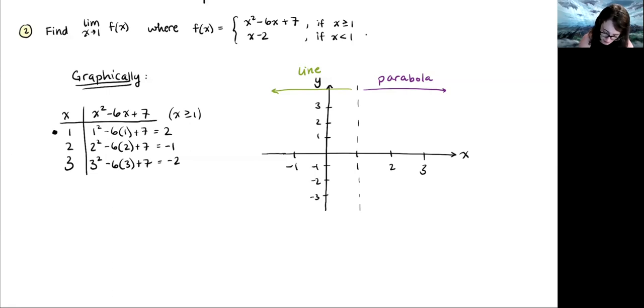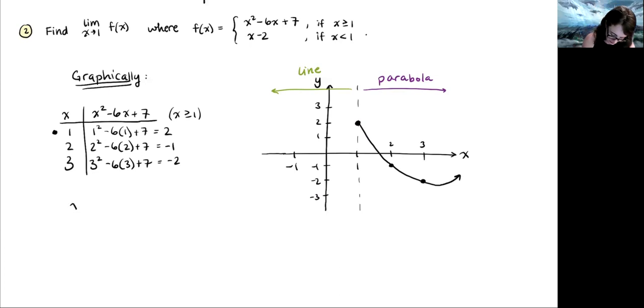Okay, so we have the point 1, 2. And again, this is filled in because it's on the parabola when x equals 1. We've got 2, -1. My label is going to get in the way, so let's just put that up here. 2, -1 is right here. And then I'll move the 3 up here as well. Then we've got 3, -2. All right, so we don't have the full picture of it, but we know the shape of a parabola. So it might look something like this and then turn around again. So there's that half of the graph. The other part is that line.